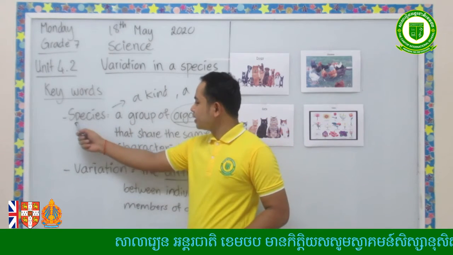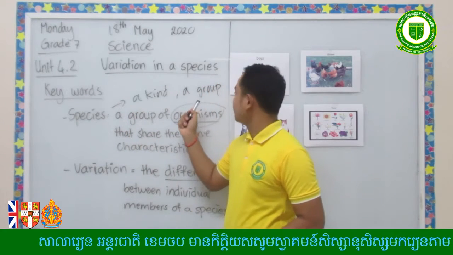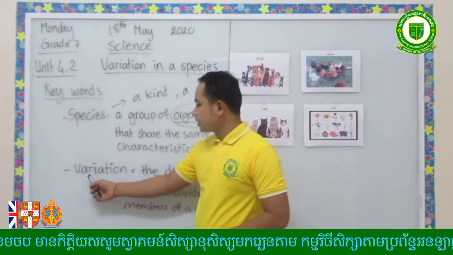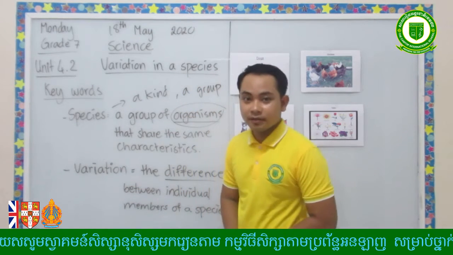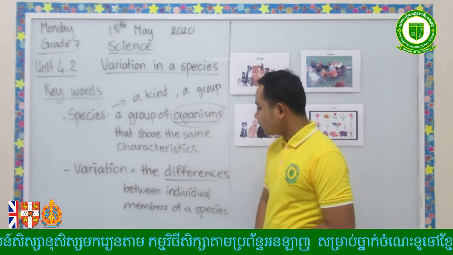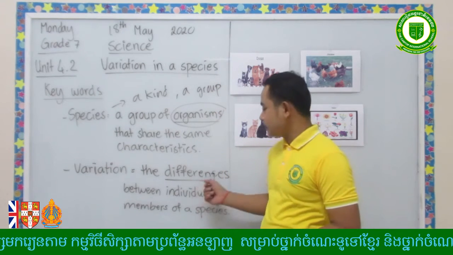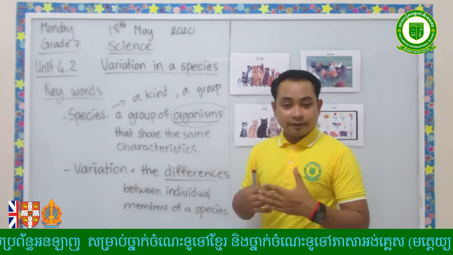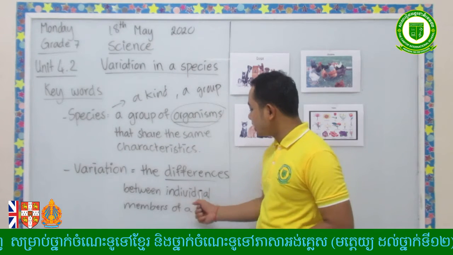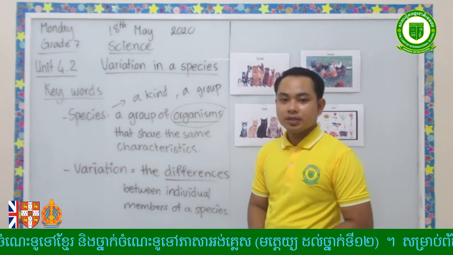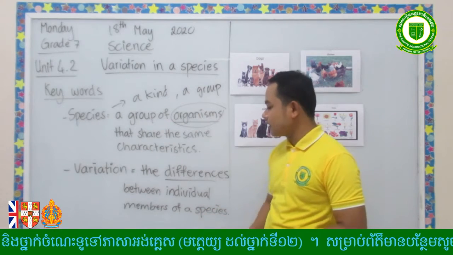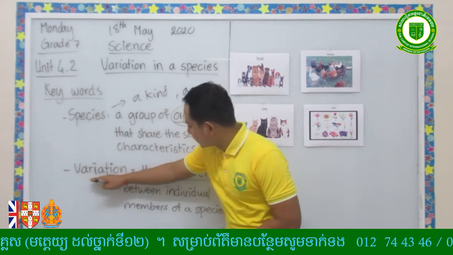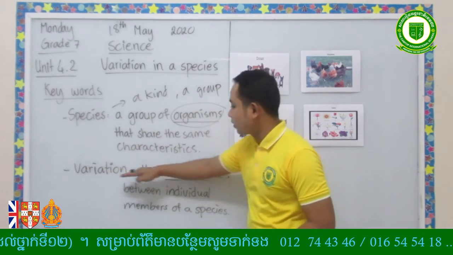So in short, you can say species is a kind or a group. And another word is variation. Variation means the difference. But in biology, variation means the differences between individual members of a species. The individual members of the species. So for short, what you can understand easily is the differences, or variation.